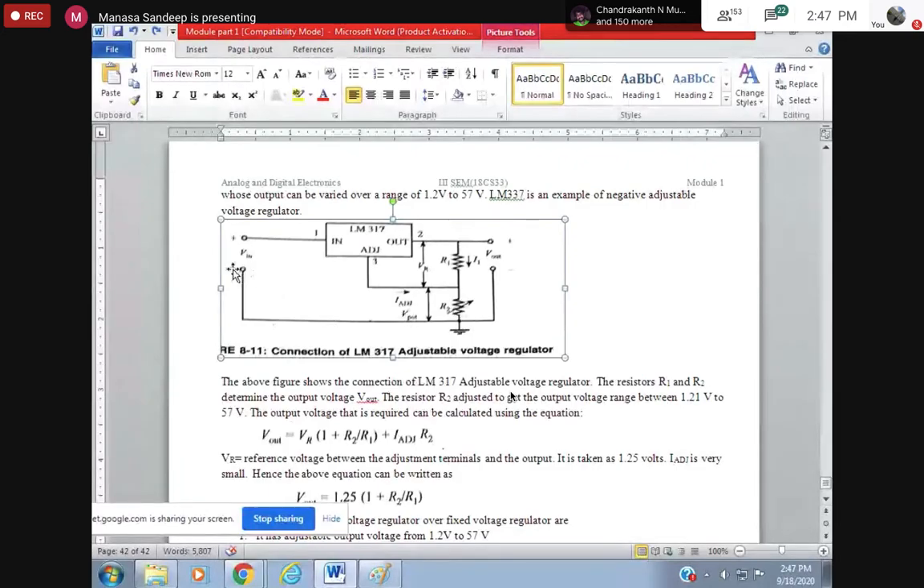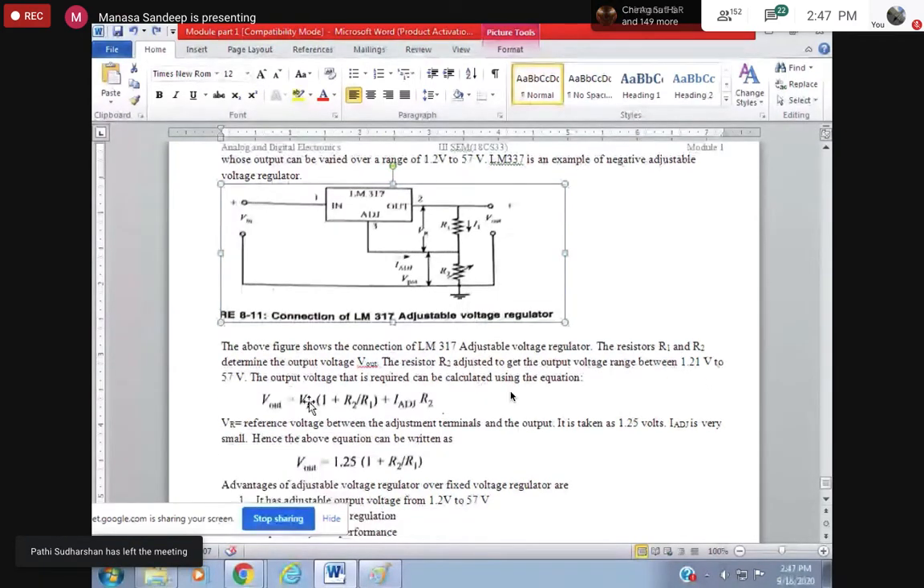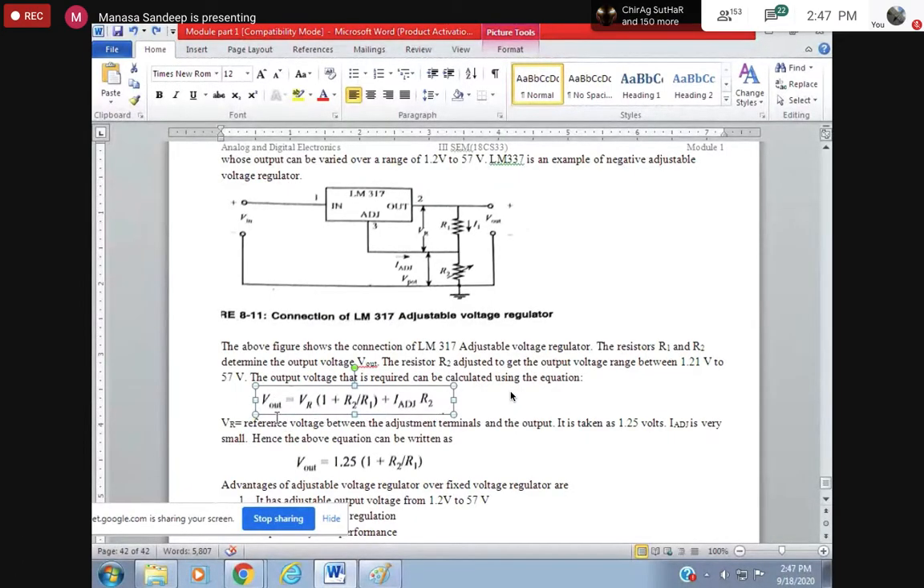Depending upon the input voltage you are applying, this resistor gets adjusted accordingly, so that your output, because of this relationship, V naught is equal to VR into (1 plus R2 divided by R1) plus I adjust into R2. So depending upon the input voltage, its value gets adjusted.